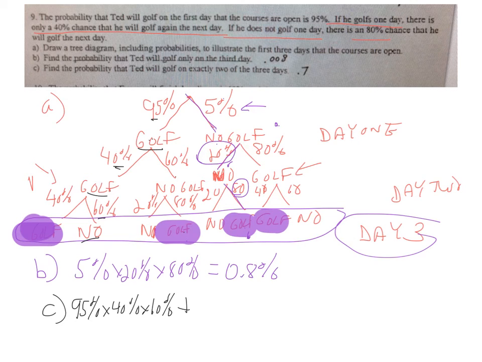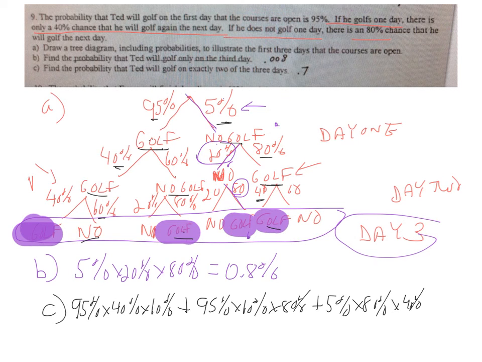So here's another one, right? Where golf, no, golf. We've got 2 out of the 3. So we've got 95% times 60% times 80% on that one. And then on the other side, we've got no, and then we need a yes and a yes. And so that's a 5% to the no, and then an 80% to get to the first yes, and then a 40% to get to the next yes on that one.